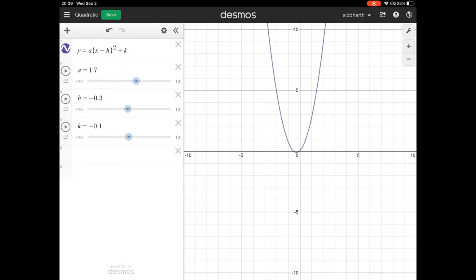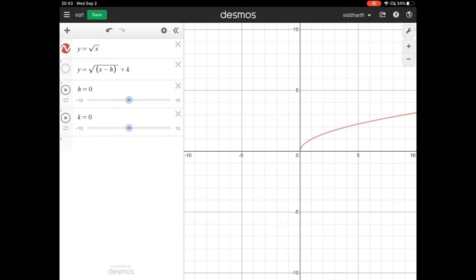Now, one interesting thing to notice is that the vertex of the parabola, its x-coordinate is always equal to h, and its y-coordinate is always equal to k. This means that the vertex of any parabola or quadratic can be written as (h, k).